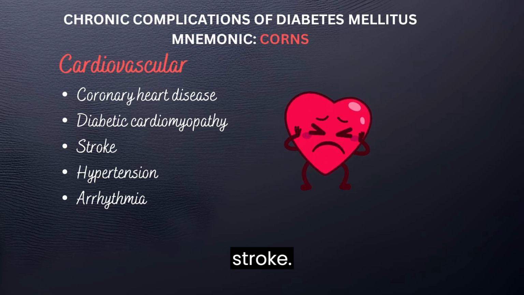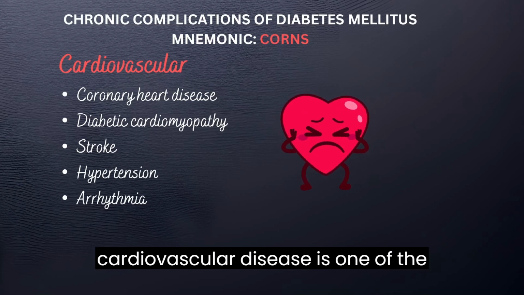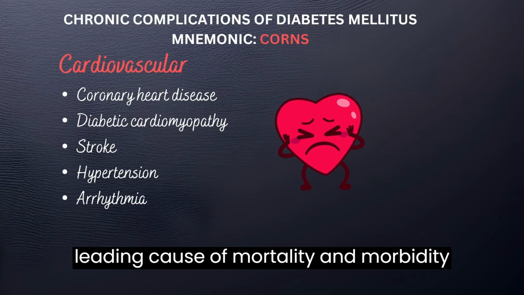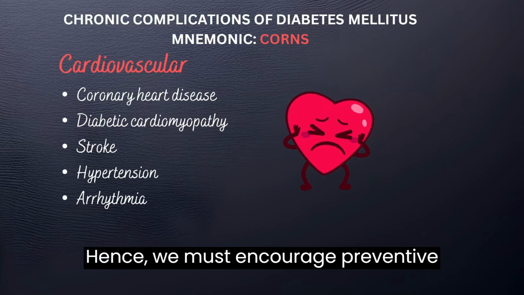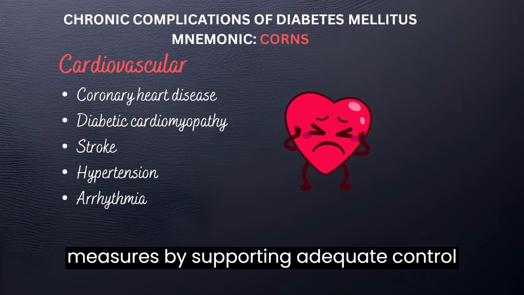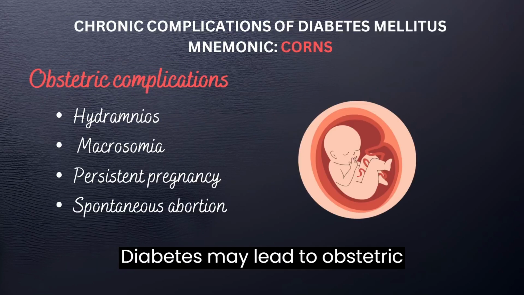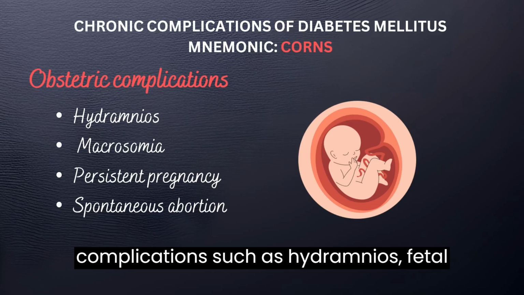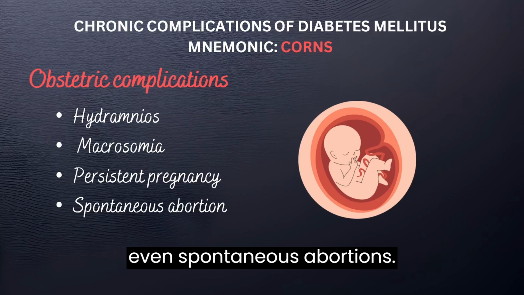have sustained a stroke. So we then clearly see that cardiovascular disease is one of the leading causes of mortality and morbidity in patients with diabetes mellitus. Hence, we must encourage preventive measures by supporting adequate control of glucose levels in the blood. Diabetes may lead to obstetric complications such as hydramnios, fetal macrosomia, persistent pregnancy, or even spontaneous abortions.